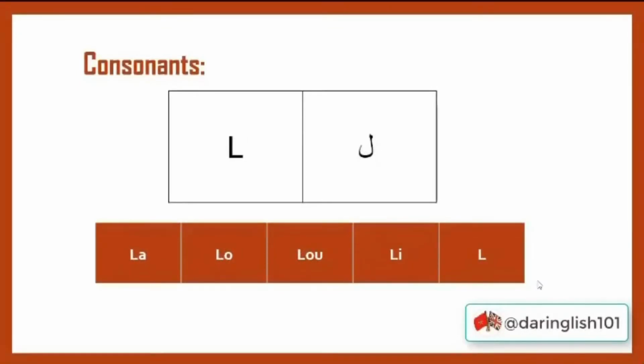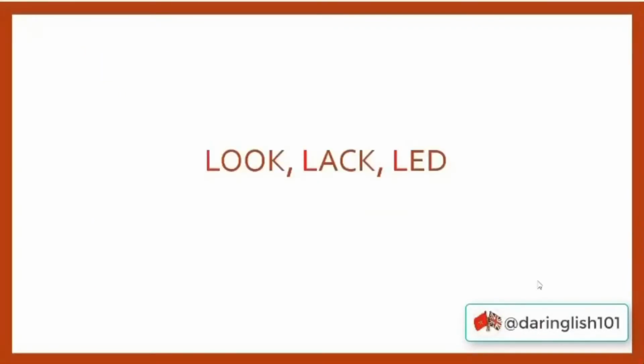حرف اللام, la, lo, lu, li, l. So the letter lam is articulated from the tip of the tongue and the gums surrounding your upper front teeth. So the placement of your tongue for the letter L is similar to the English letter L in the examples. Look, lack, led.